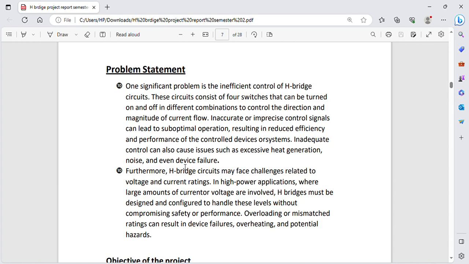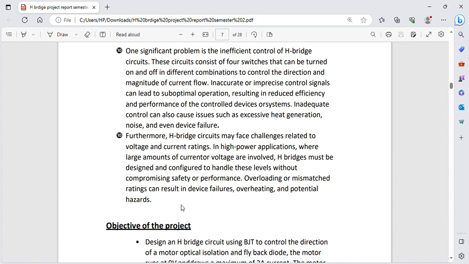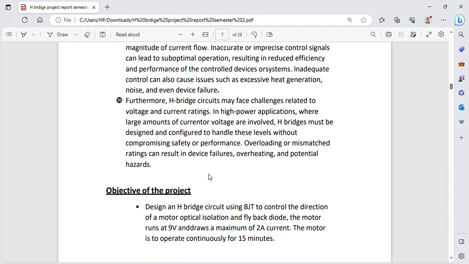Inadequate control can also cause issues such as excessive heat generation, noise, and even device failure. Furthermore, H-bridge circuits may face challenges related to voltage and current ratings in high power applications where a large amount of current or voltage is involved. The H-bridge must be designed and configured to handle these levels without compromising safety or performance. Overloading or mismatched ratings can result in device failure, overheating, and potential hazards. So I suggest you must use heat sinks in the circuit.